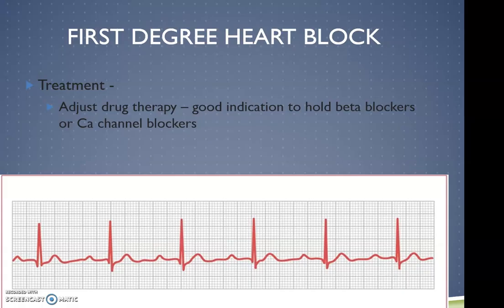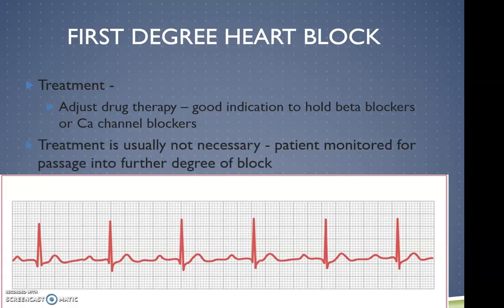What do we do to treat it? Maybe we have to adjust drug therapy. If they're on calcium channel blockers or beta blockers, they may need to be held. Treatment is usually not necessary for a first degree block. Usually we just monitor the patient, let the physician know, and make sure that they don't go into a further degree of heart block.